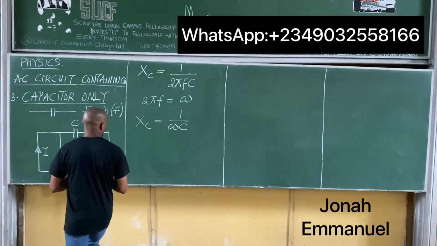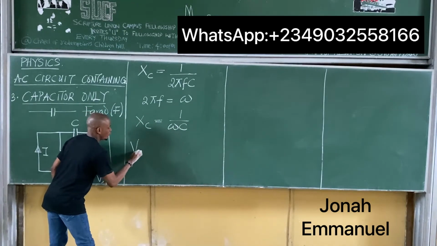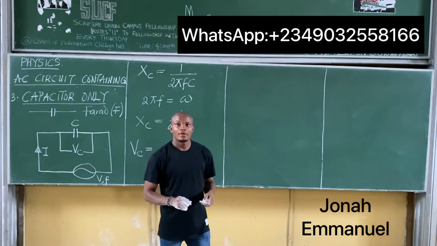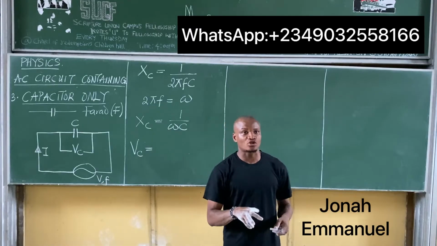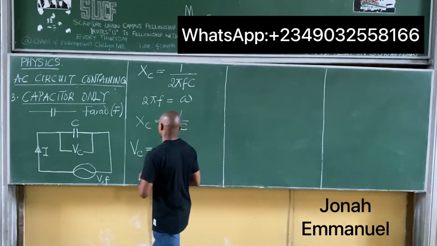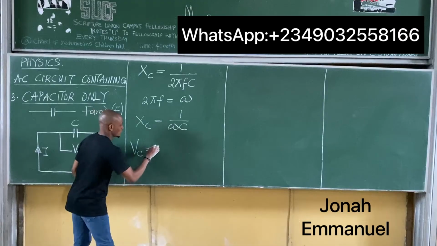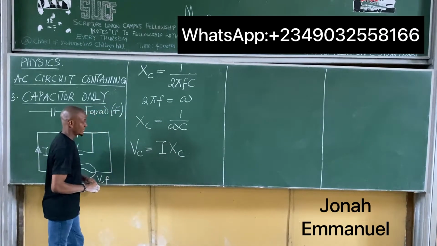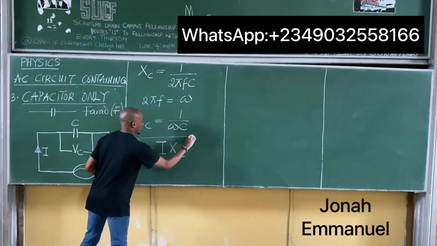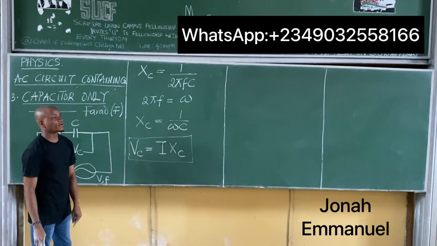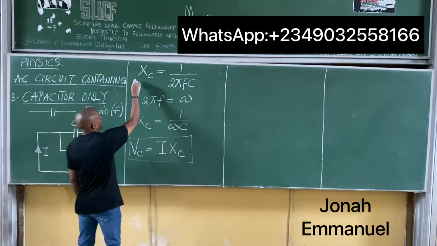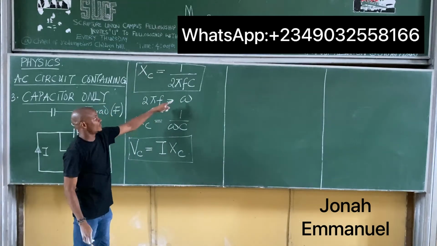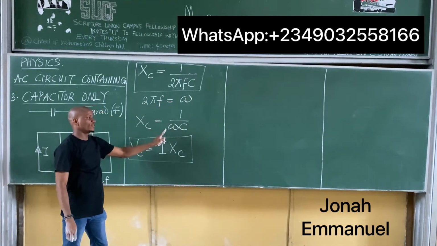Hence, the voltage flowing through the capacitor circuit is given by Vc equal to I Xc. Alright, so these are your notes. Note the formula for the voltage across the capacitor, and the reactance across the capacitor circuit in terms of normal frequency and in terms of angular frequency.